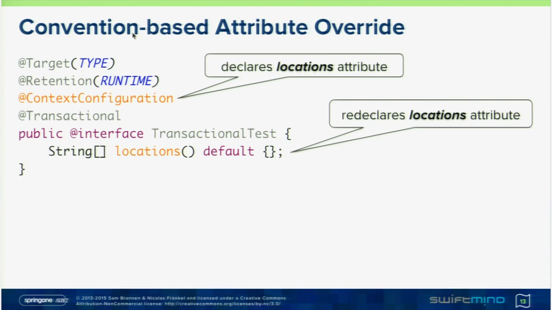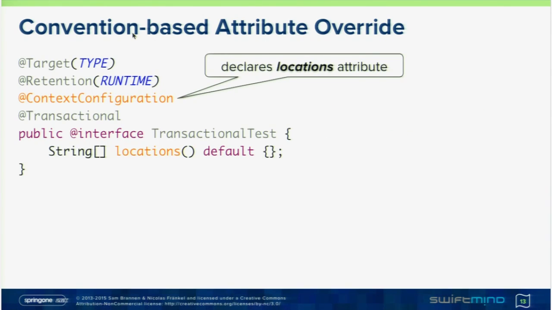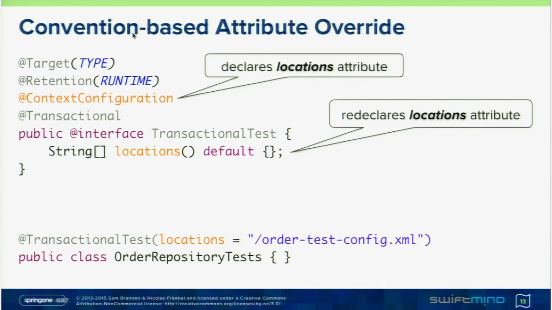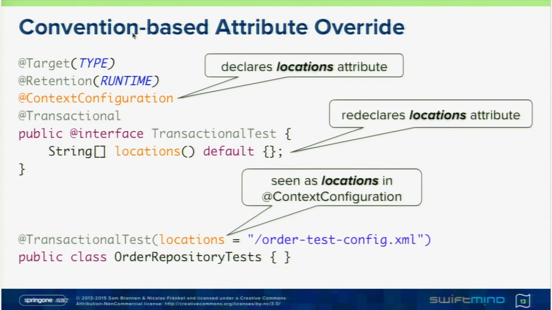The name is, does anyone see that? Let's see. Is there a green beam? Okay. At the top we have the locations attribute, and then we have redeclaring that, and then when we use this in the code on our own tests here, we have @TransactionalTest, that's our annotation, and the locations is seen as locations in @ContextConfiguration by Spring, so that's based on the convention. And that works nicely as long as you don't have any conflicts.